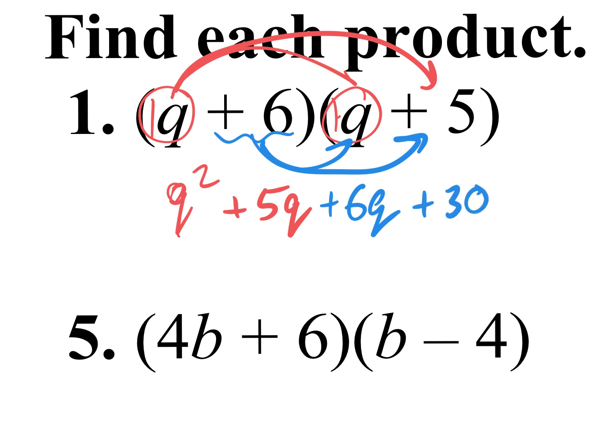And of course, the middle terms, you could combine them. 5q and 6q, 11q. That reminds me of the joke. What's 5q plus 5q? 10q. You're welcome.